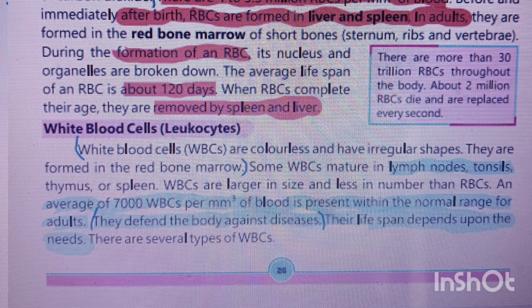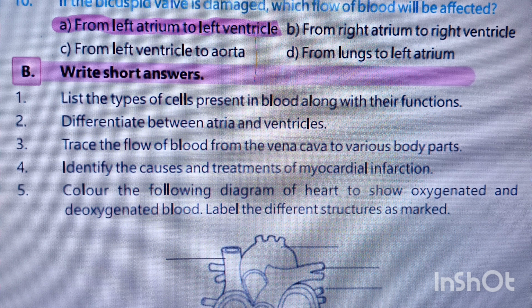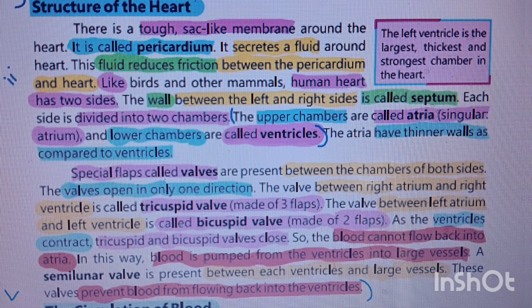Next, students, is your question number 2. Differentiate between atria and ventricle. Yes, students. So, you can see here, you need to write this much for the answer to this question. You can see from the red brackets that you will write the definition of atria: the upper chambers of the heart are called atria, and the lower chambers of the heart are called ventricles, and your answer will be complete.